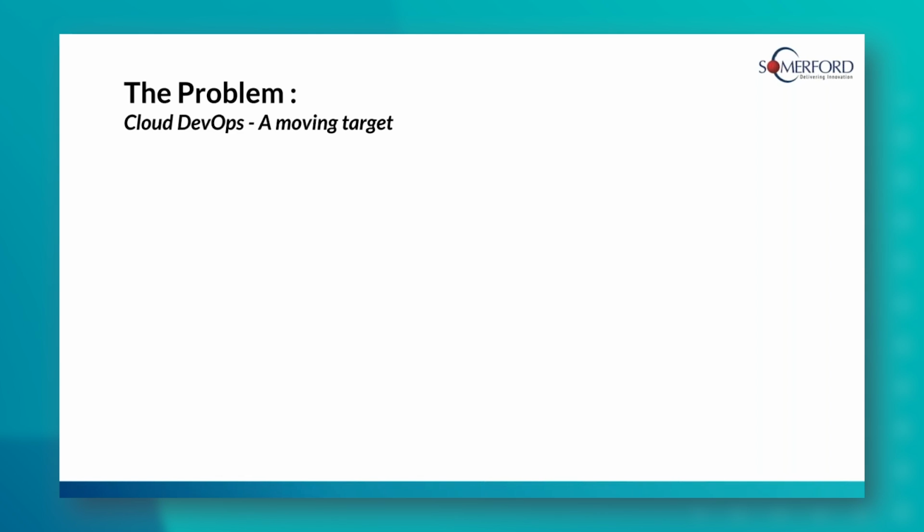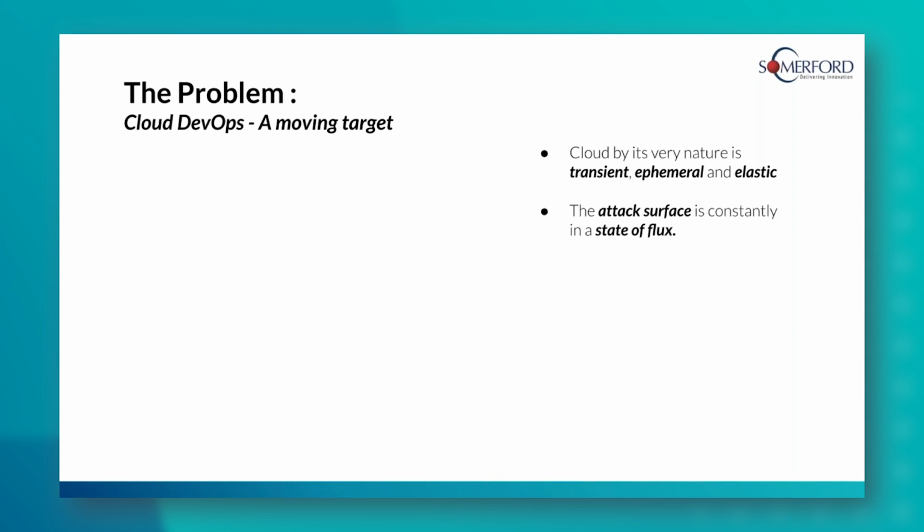So you can imagine having a look at that dynamic environment. It is completely a moving target. As I mentioned previously, it's extremely transient, ephemeral by nature, and we need it to be elastic. That's one of the major advantages of cloud computing. And because of this, that means that the attack surface is constantly in a state of flux.